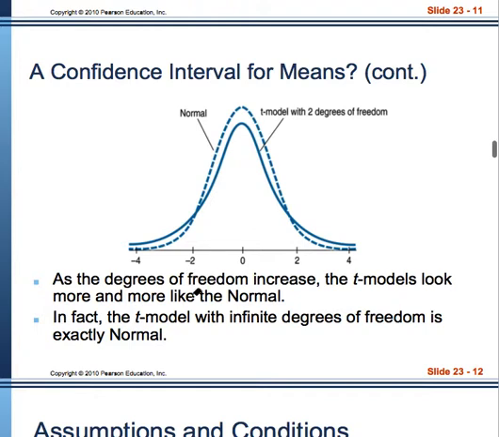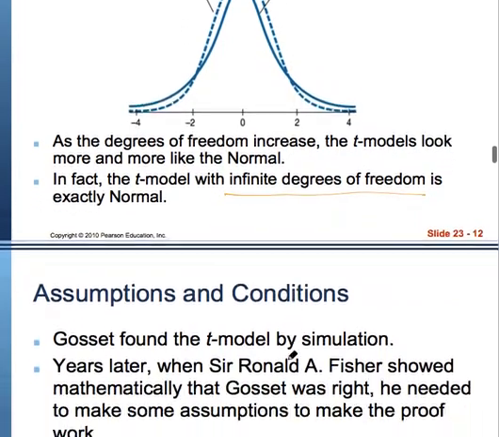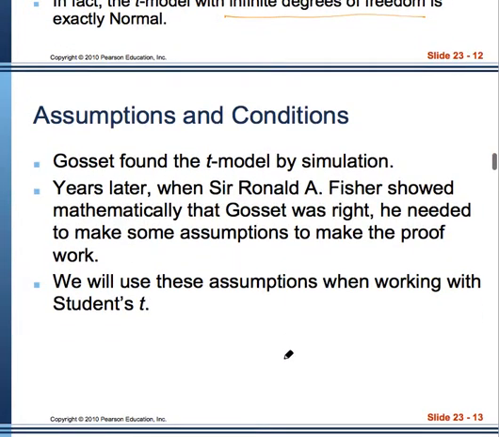Okay, so it's good to have a larger sample size. So when they're talking about infinite degrees of freedom, they're saying that the larger the sample size, the closer to normal it is, which is what the central limit theorem was telling us way back in chapter 18. So here are the assumptions and conditions, and most of them are identical to the ones we've already done.